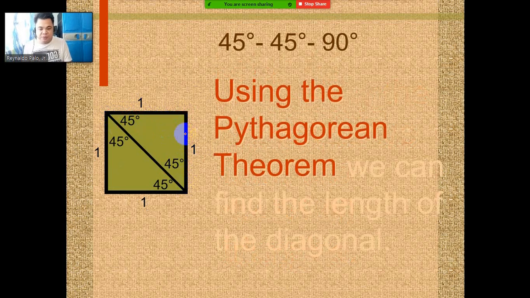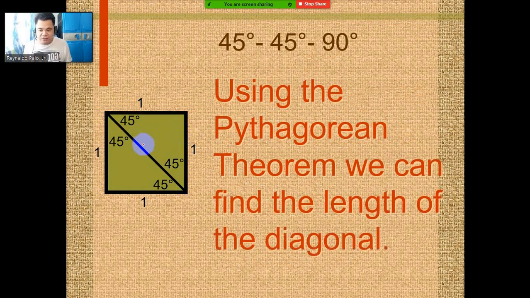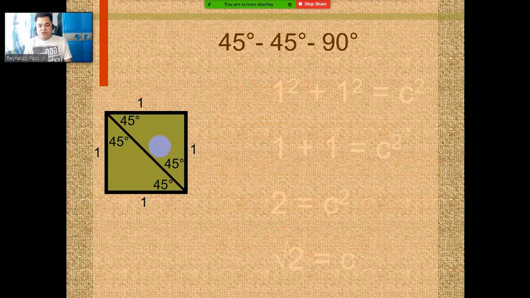Using the Pythagorean theorem, we can find the length of the diagonal. Take note that this side has no measurement yet, so to solve it we have to use the two legs. Remember that opposite the 45 degree angle is 1, and opposite the other 45 degree angle is also 1. We're going to look for the measurement of the segment opposite the 90 degree angle, using the Pythagorean theorem from our previous lesson.